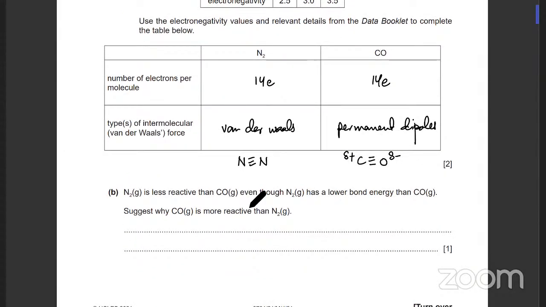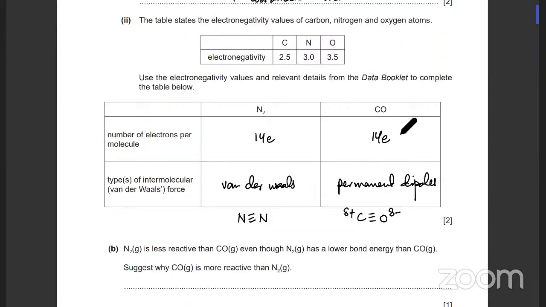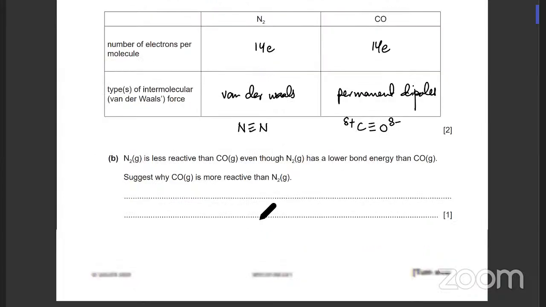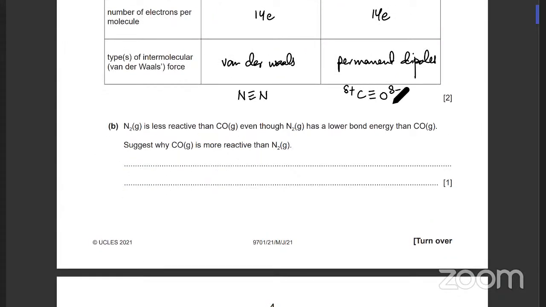N2 is less reactive than CO, even though N2 has a lower bond energy. Carbon monoxide has a much stronger bond compared to N triple bond N. So why is CO more reactive? The reason is that whenever you have a polar molecule, it attracts other molecules.